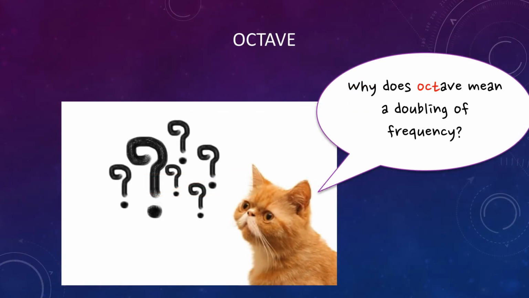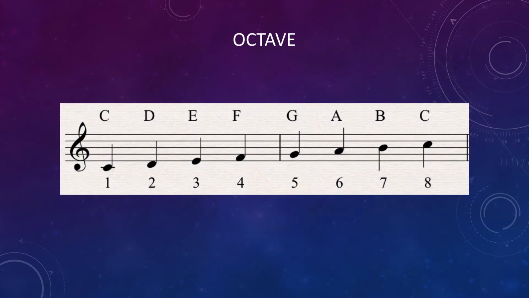By the way, if you're wondering why octave means doubling when the prefix oct stands for 8, that's because in 1 octave there are 8 notes in a major scale. For example, C, D, E, F, G, A, B, C. We'll learn more about scales in Module 10.